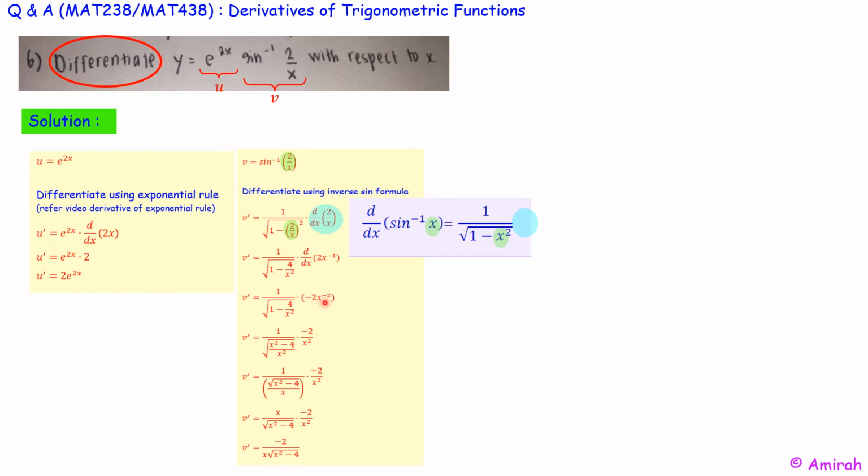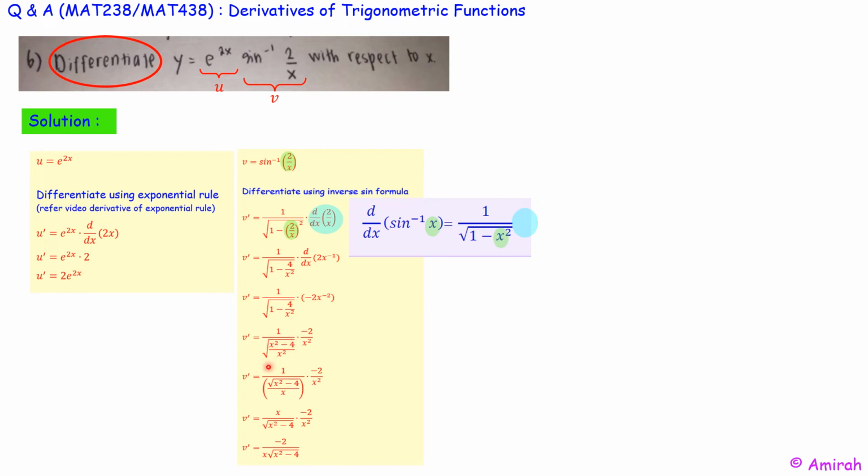Lepas tu, -2x to the power of -2 ni, using properties of indices, x to the power of -2, we can move down. Jadi, over x to the power of +2 ataupun x squared. Yang bahagian ni pula, kita boleh standardize denominator. So, pembawahnya sekarang x squared, kita combine. So, ini jadi 1 times x squared equals to x squared and then minus 4.